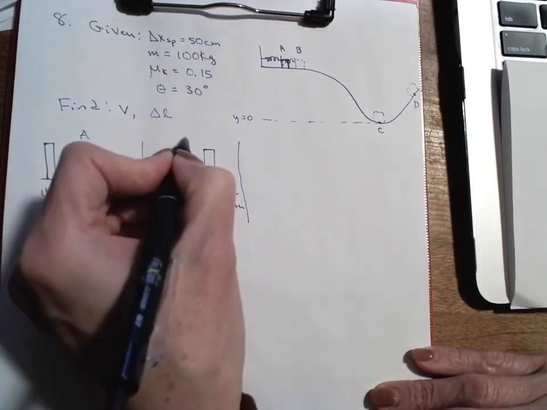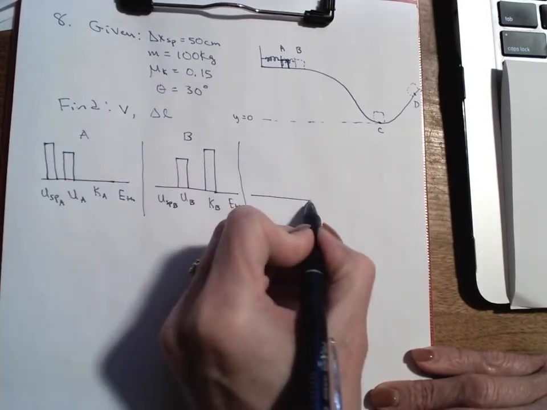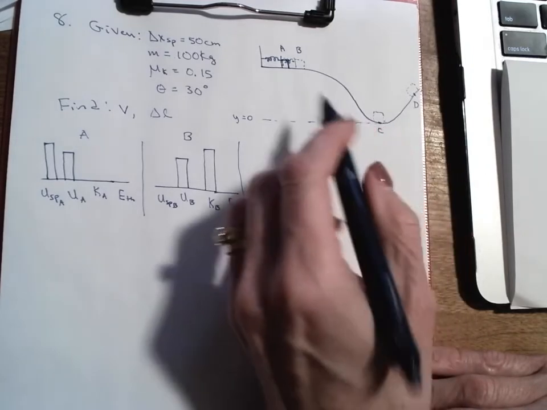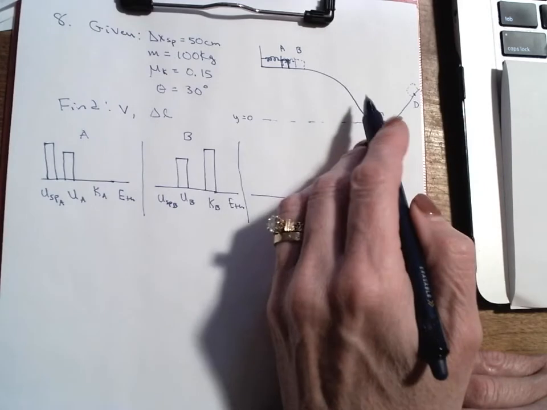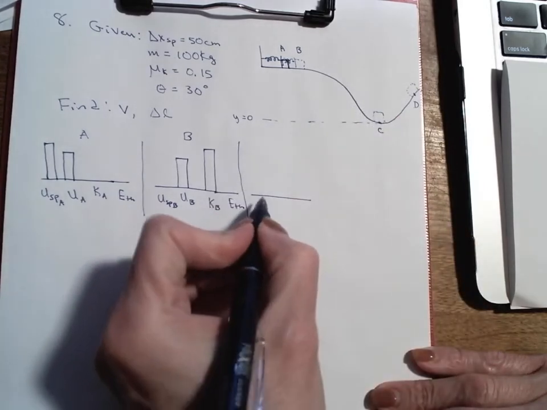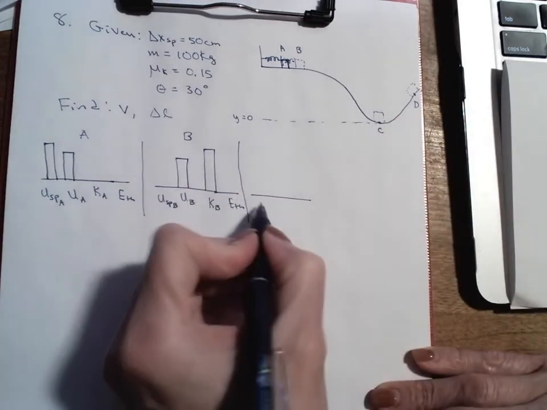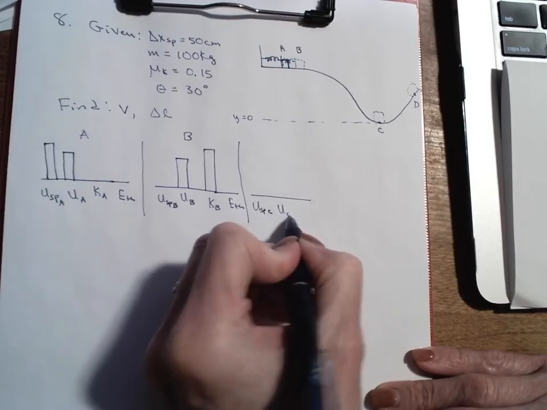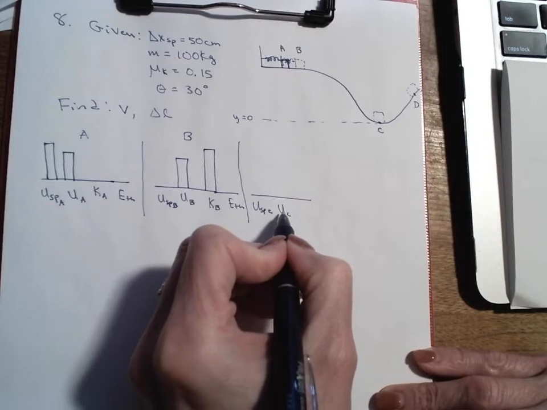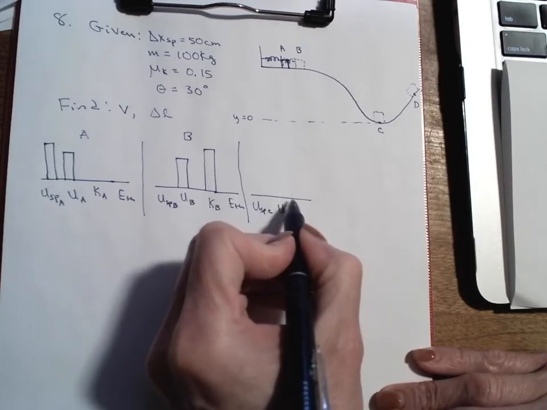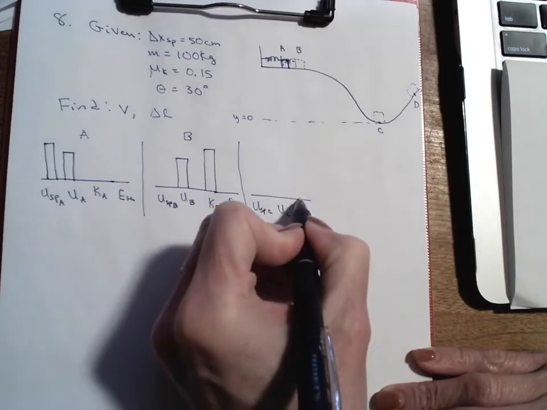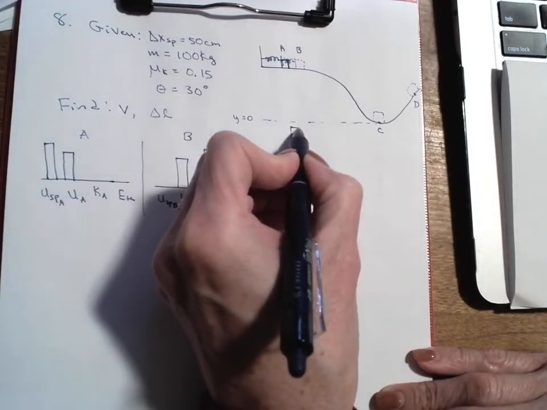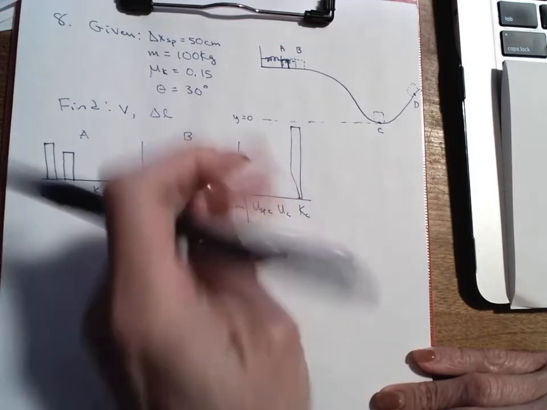That's B. Now C, so at C I'm down here. I don't have any potential energy. I'm at the bottom of the hill. I don't have any spring energy, but I have a lot of kinetic energy. So U spring C, U C. This is my spring potential, my gravitational potential, and then I have K C, which I have a lot of. So I have to make this height as tall as the other two together. So I'm going to go with something like that.